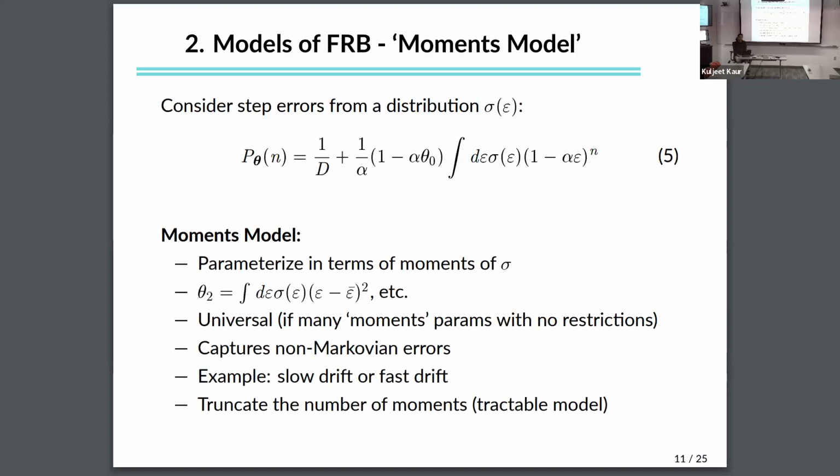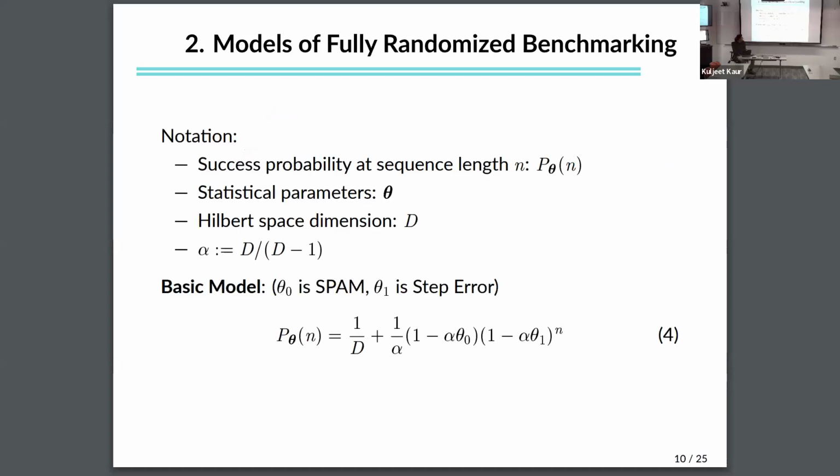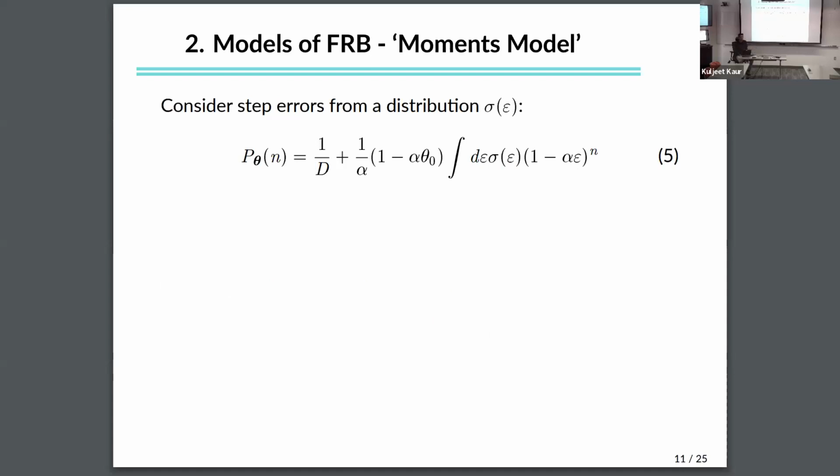Oh, sorry, what was the previous basic model? How's it different? Yeah, thanks. Right, so we really are using the basic model, but then we're allowing theta 1 to fluctuate trial to trial, being drawn from a distribution. This equation really comes from just plugging in for the previous one where the step error comes from the distribution.